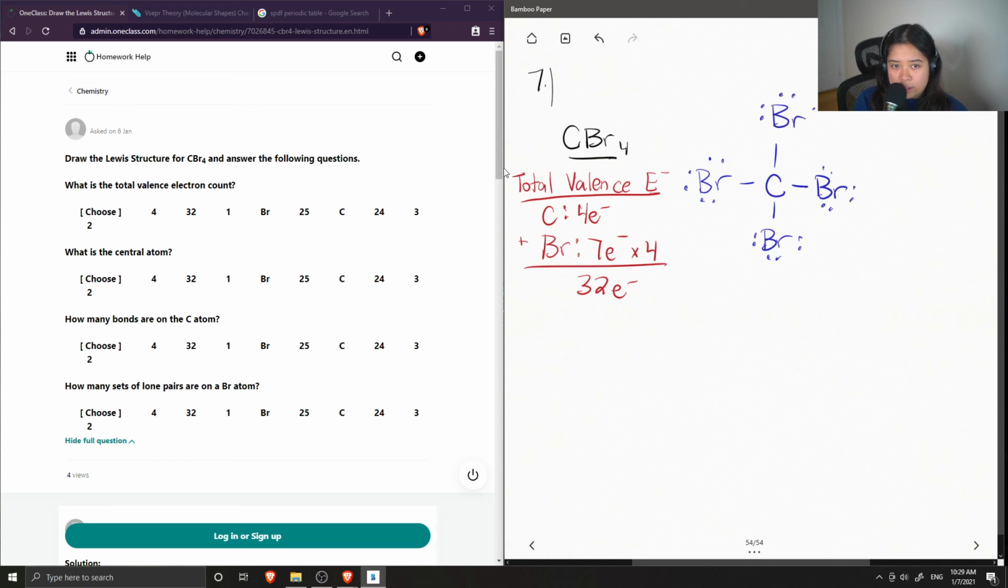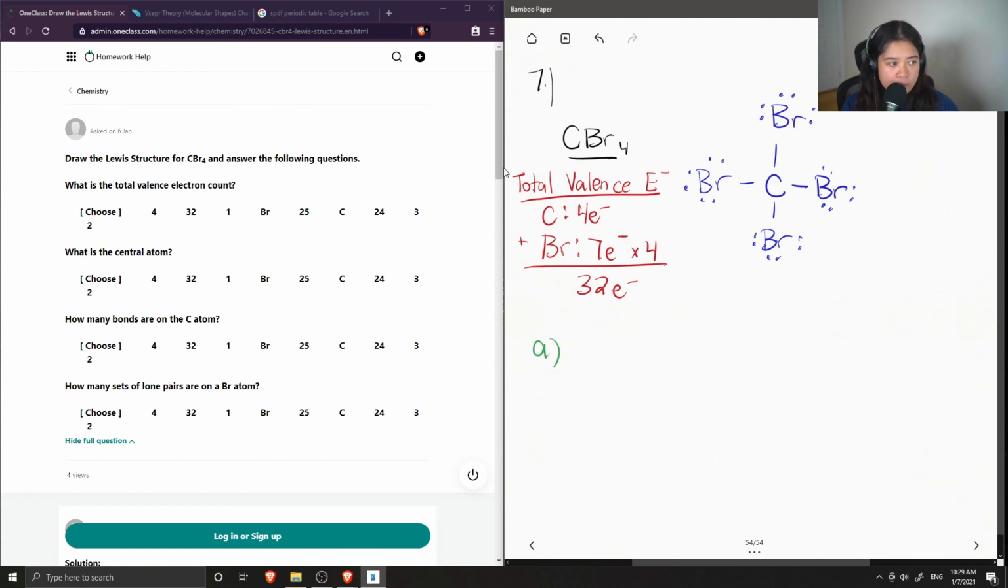And from here, if I count out how many electrons I've drawn so far, each bond contains 2 electrons, each bromine has 6 valence electrons, so I have a total of 32 drawn. So this is our most probable Lewis structure. Let's try to answer the questions.